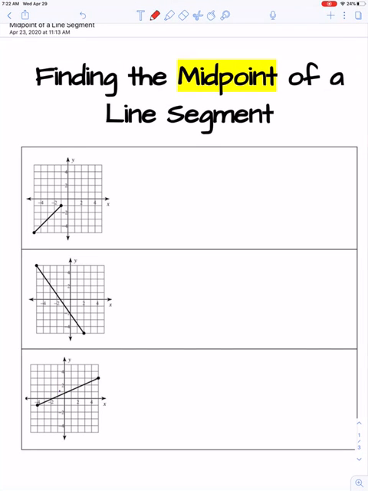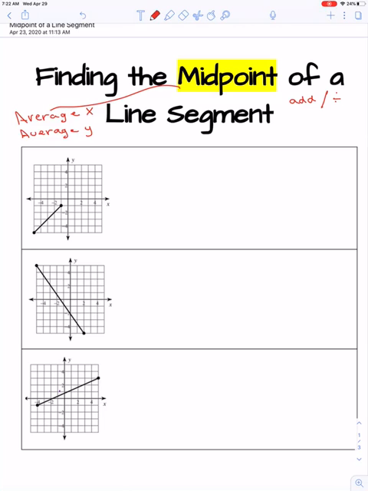Alright, this lesson is on finding the midpoint of a line segment. To find the midpoint, think about you're wanting that middle section, so it's like finding the average. You're going to find that middle part. We're going to average the x's and average the y values. And remember, when you average, you add, and then you divide by the number of terms you added up.